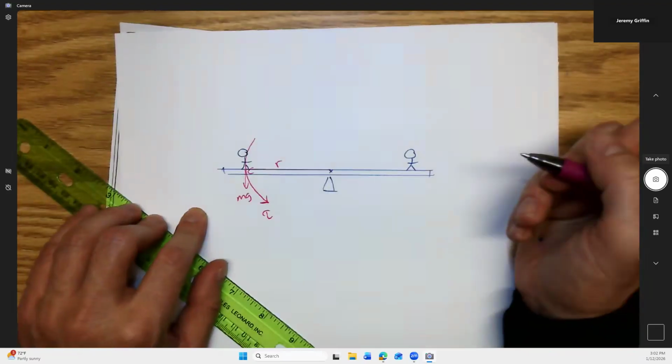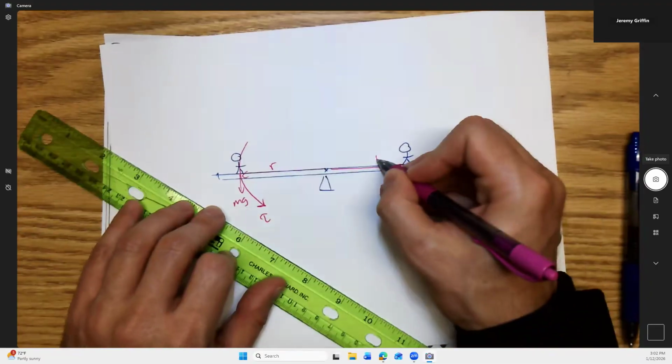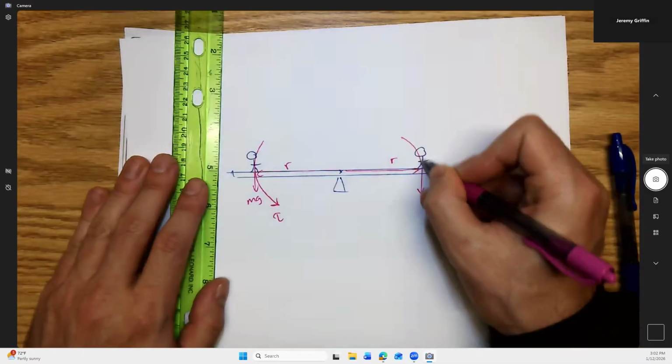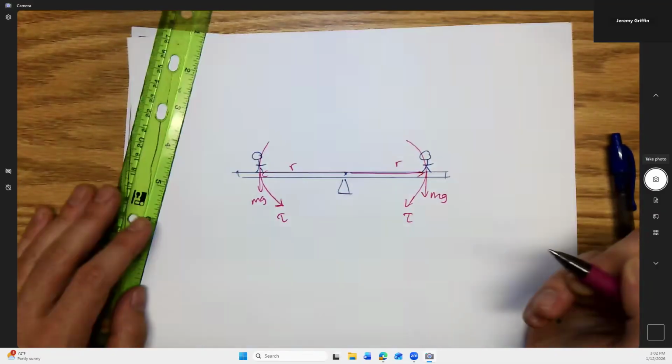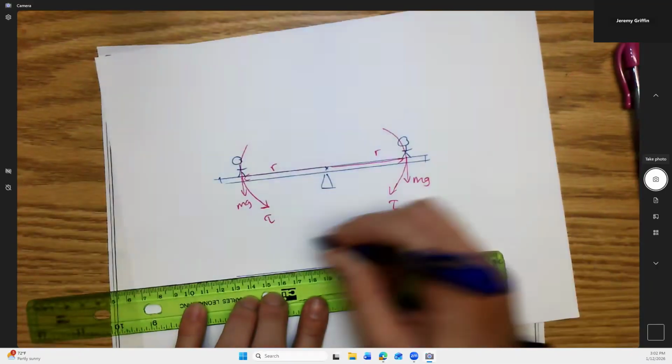Call it tau for torque. This guy on the right side also has distance r and weight mg, and causes a clockwise torque. So right now everything's still balanced. But what if I make a change here? Let's see a new picture.